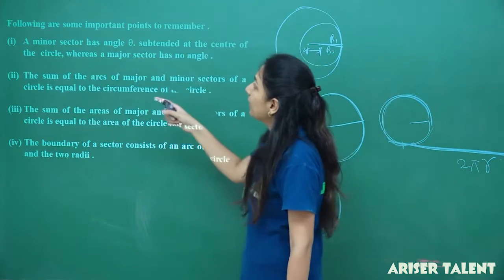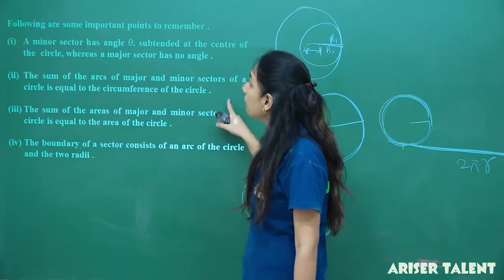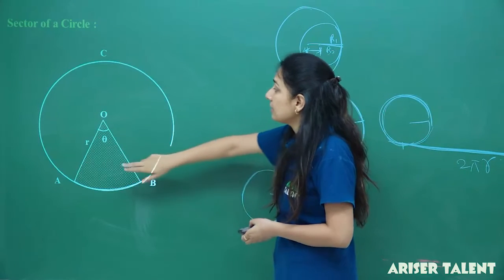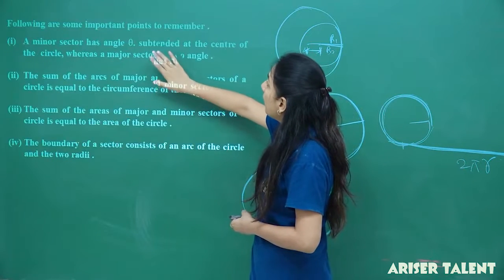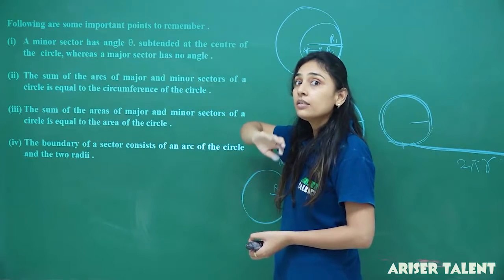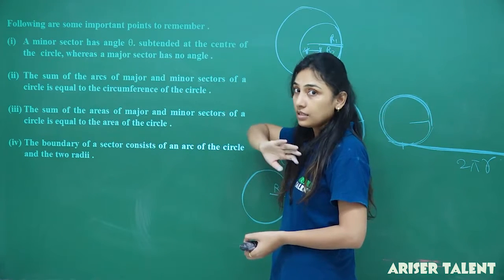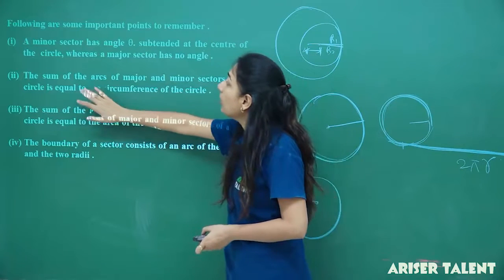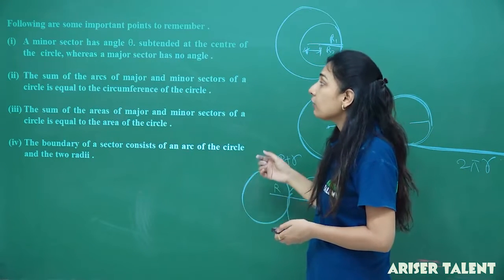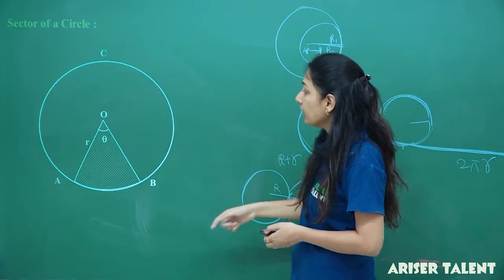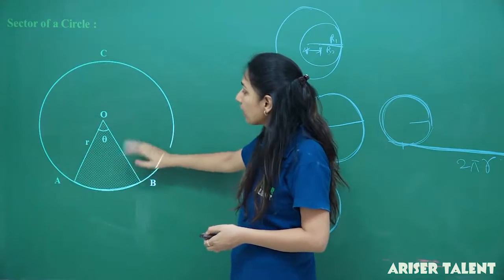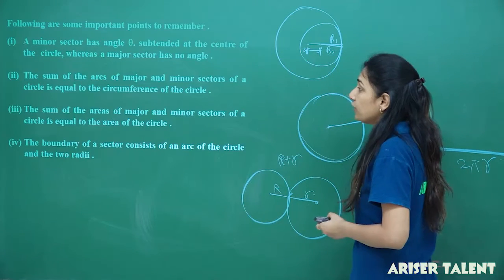We have concluded these important points to remember: the minor sector has angle theta, and the major sector has angle 360 minus theta. Now, the sum of the arcs of the major and minor sectors of this circle equals the circumference of the circle. How? This is the minor sector's arc, this is the major sector's arc. So these two arcs make the complete circumference of the circle.